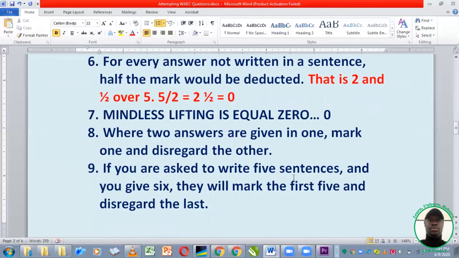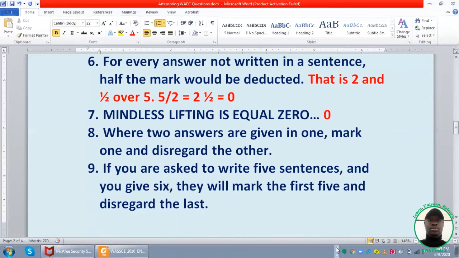For number 7, if you copy verbatim, if you just lift your answer word for word from the passage, the examiners will give you 0. Number 8, where 2 answers are given in one, mark 1 and disregard the other. Now, you pray you don't have an examiner that will disregard the correct one and mark the wrong one. So please adhere to WASSCE instructions.